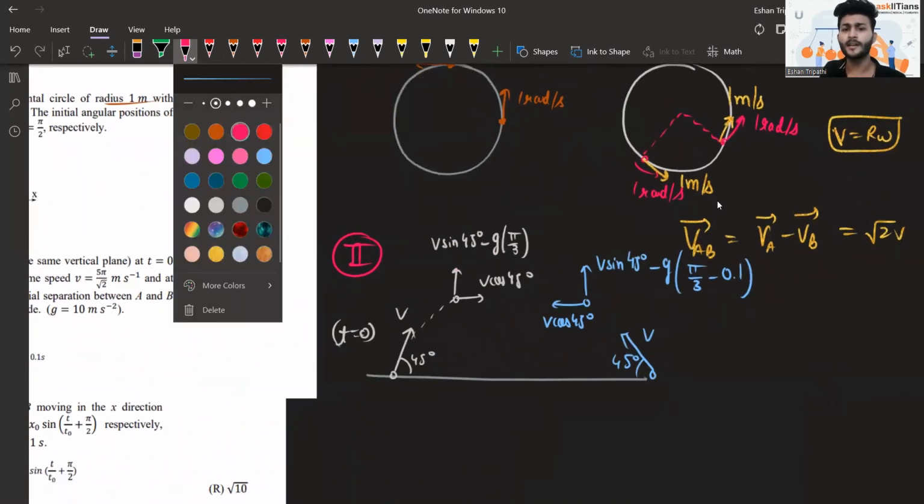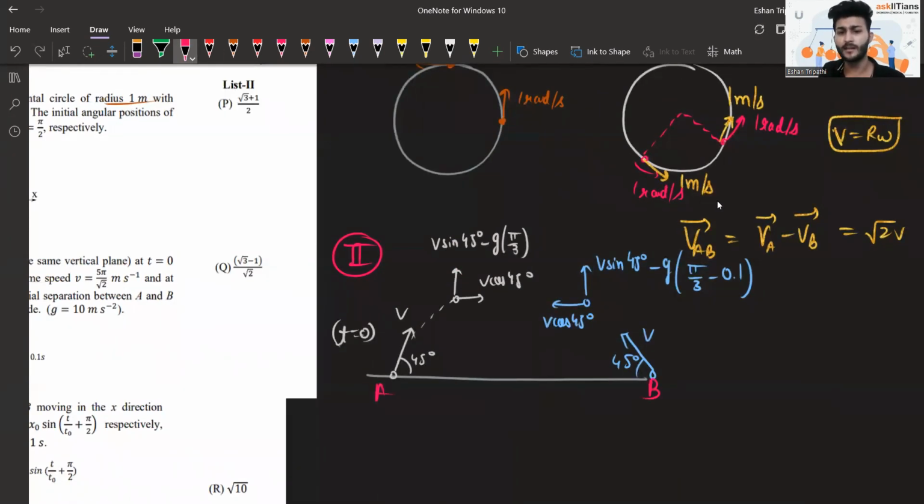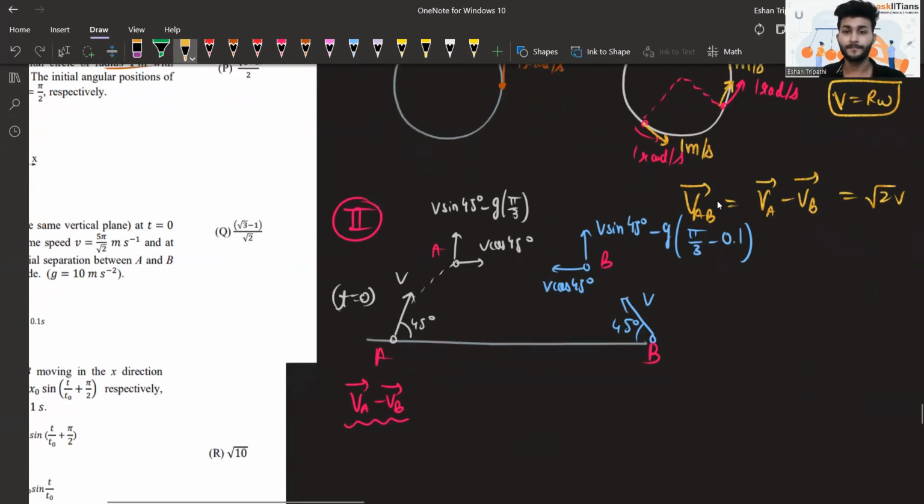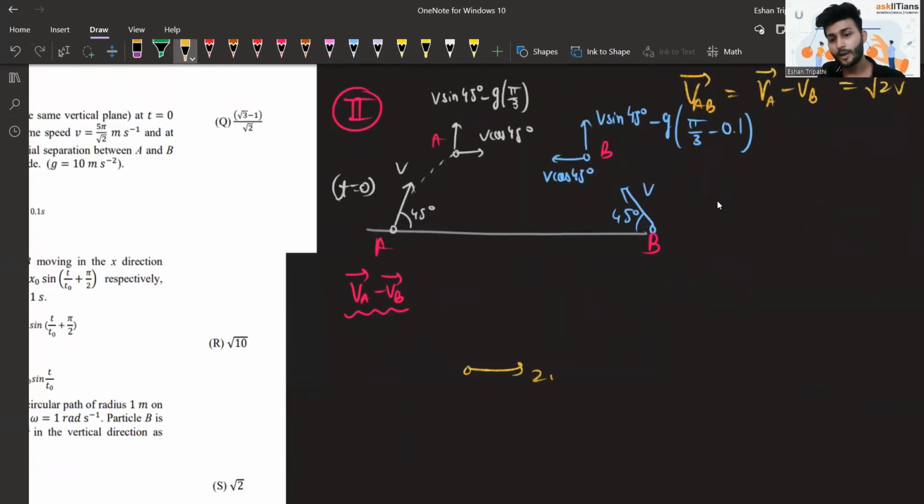So when we talk about the relative velocities, if this is A, this is B, this is the final velocity of A, final velocity of B. So when we do VA vector minus VB vector, their relative horizontal velocity will be 2V cos 45 because one is moving to the right with it, other is moving to the left with it. And their relative upward velocity, this particle actually will have a downward velocity. Its relative downward velocity will be just g into 0.1, which comes out to be 1 meter per second.